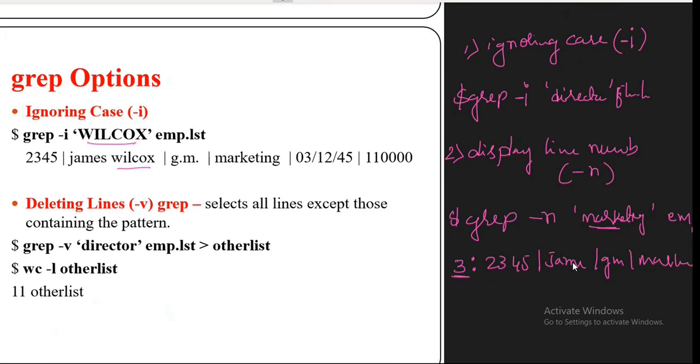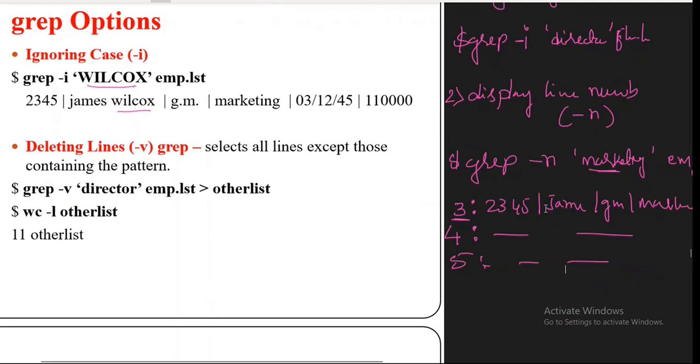It shows the line number of the output where the match was found. Similarly, if you find one more line with marketing, that will also be displayed. If the fourth line also contains the same pattern, you will get that output, and the fifth line likewise. This is used for specifying the line number. Next we'll go with deleting lines.